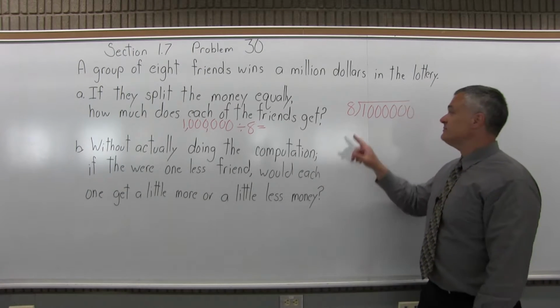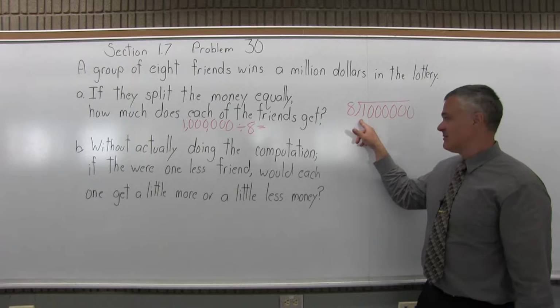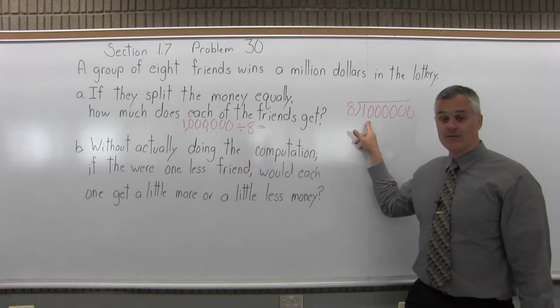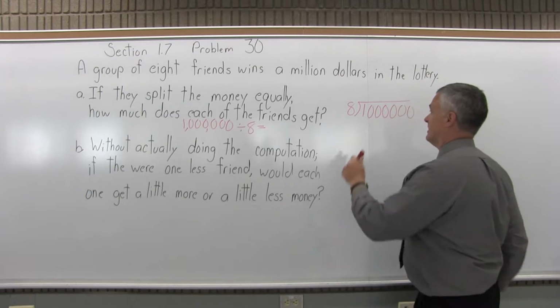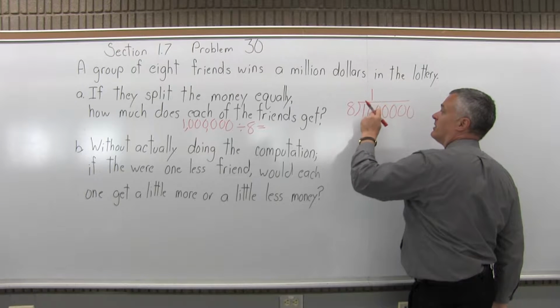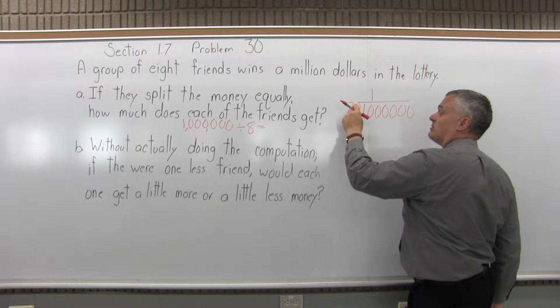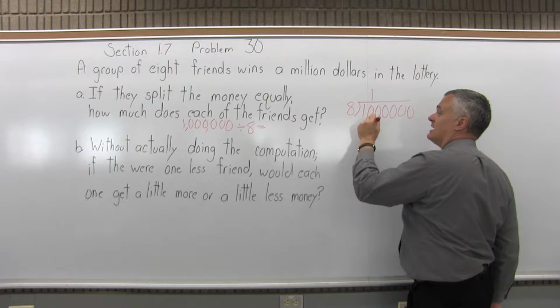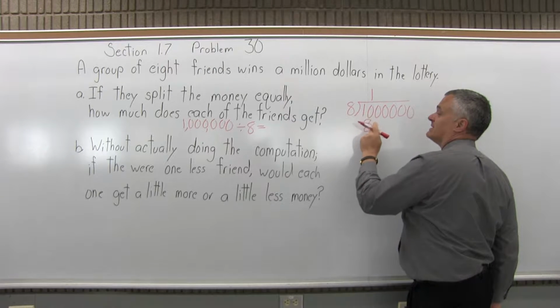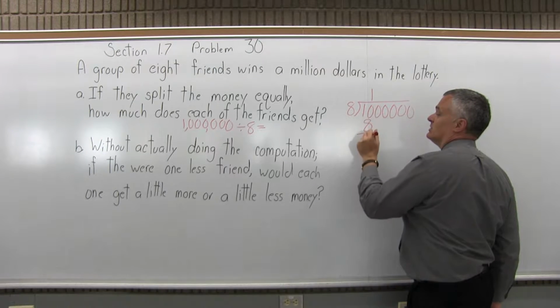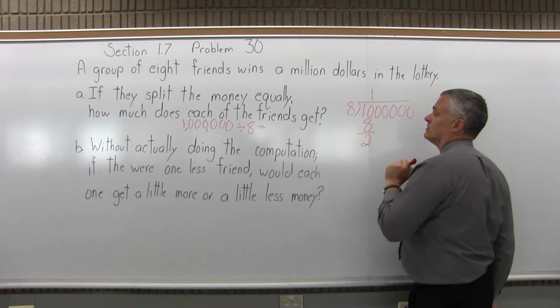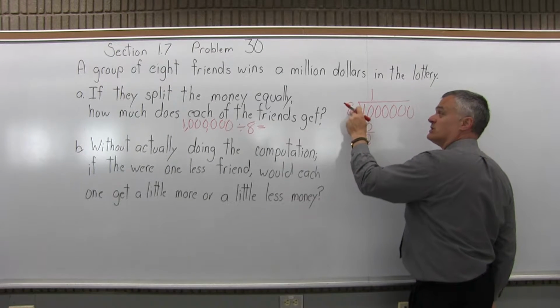So 8 goes into 1, won't fit. 8 goes into 10. 8 will fit in 1 time for 10. So I put a 1 above the 0 in the 10 and multiply 1 times 8. That gives me an 8. Now 10 minus 8 is 2. So now 2 is good. It's smaller than the 8.